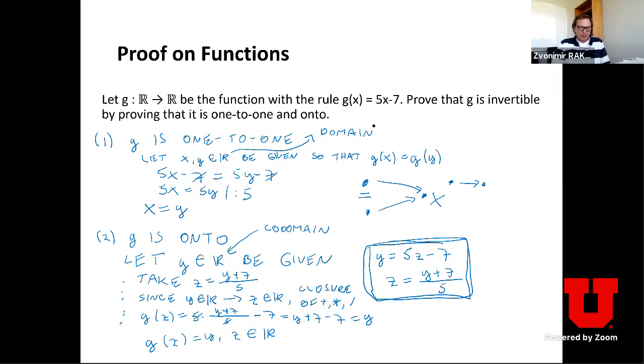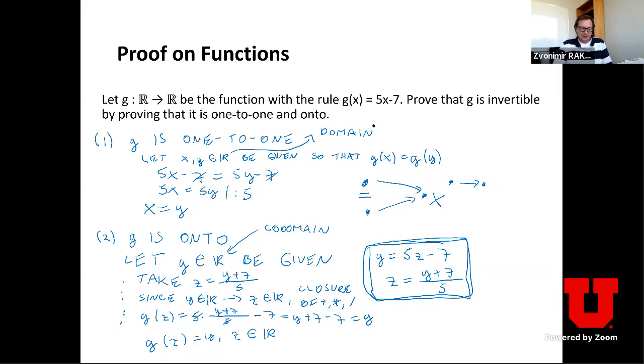So in the one-to-one proof, you pick two elements from the domain, and then you have to show that they're equal. In the onto proof, you start with an element in the codomain, and then you have to show that you can pick an element in the domain so that when you apply the function to it, you get this element. So that's a good question.